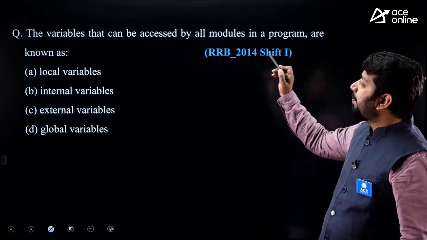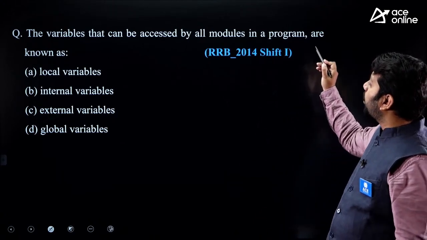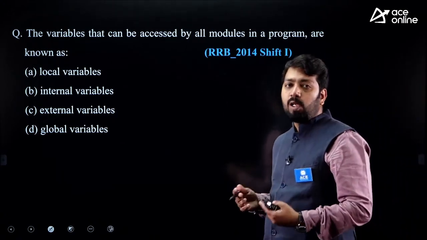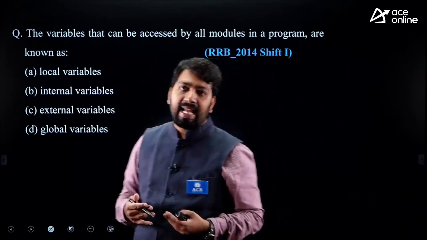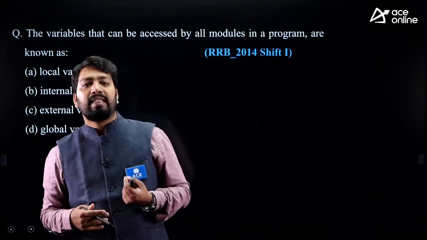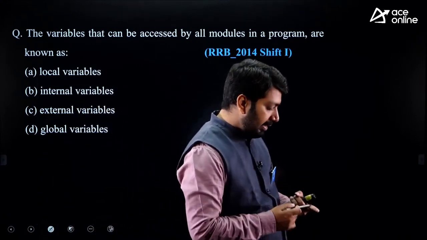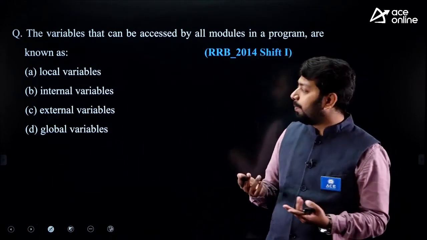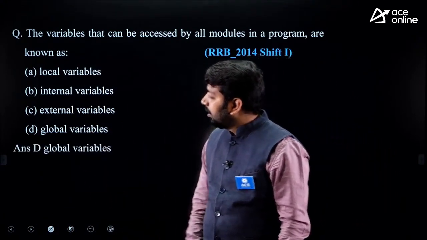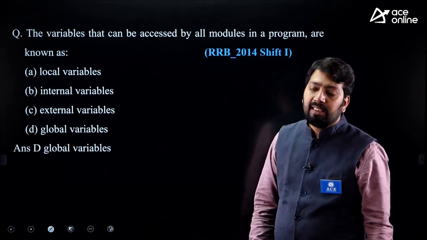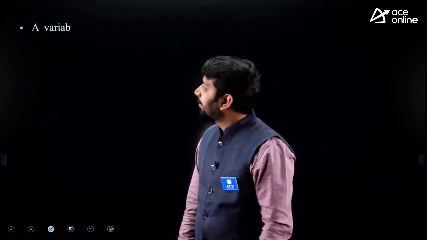The variable that can be accessed by all modules in a program. That means all modules, all the functions, can access a particular variable. Then what kind of variable is it? Either local, global, static, auto, register. Tell me which one. Answer is global variable. Fine.